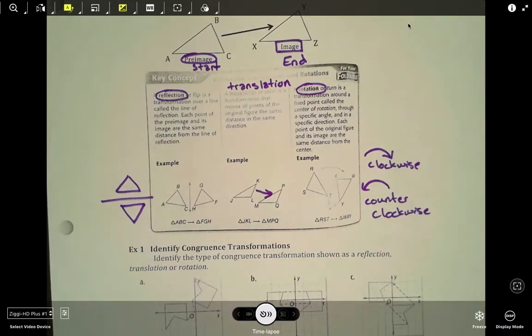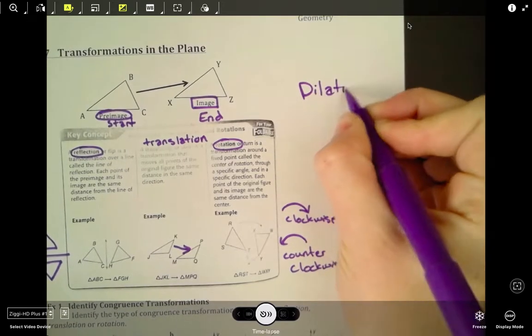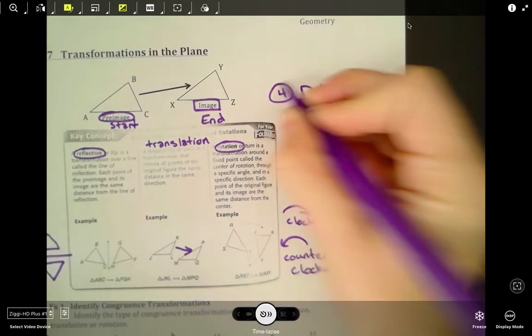There is one more that is not on this list. What else can we do to a figure that is not already on this list? Enlarge or reduce. It's called a dilation. You either make it bigger or smaller. If you think about it, like your eyes dilating, your eyes dilate when the lights go out, right? If you shut the lights off, your eyes get bigger, and then they get smaller when the light is on. So I'm going to put dilation over here. Dilation is the fourth type of transformation.